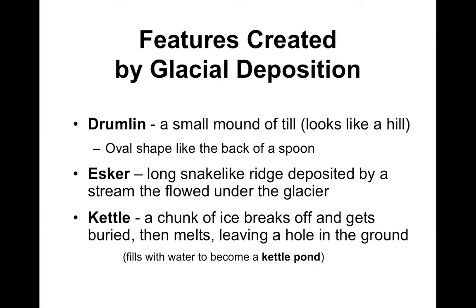These 3 are all smaller features created by glacial deposition. They're all made of till. You have a drumlin that looks like a small mound of till. A lot of our hills nearby are drumlins. You can always tell a drumlin because it has an oval shape like the back of a spoon. So if you filled a spoon with sand and then plopped it down upside down, that would be the shape of a drumlin. An esker is a long snake-like ridge deposited by a stream that flowed under the glacier.